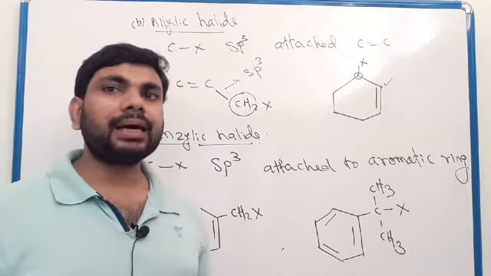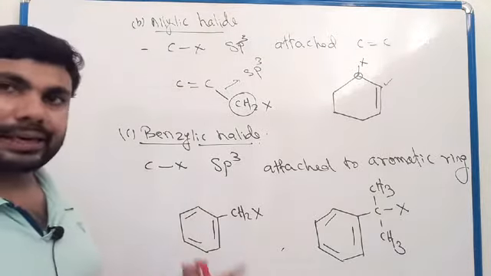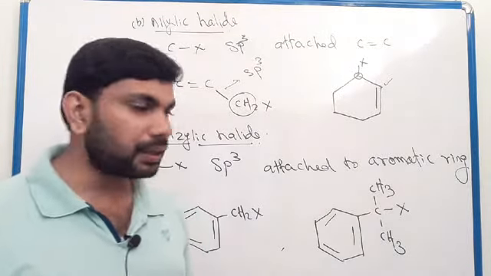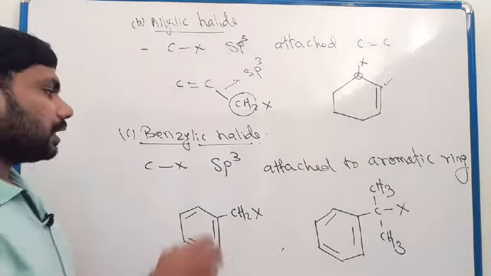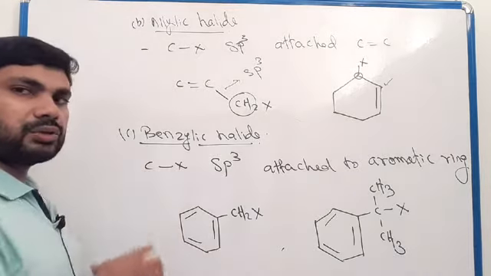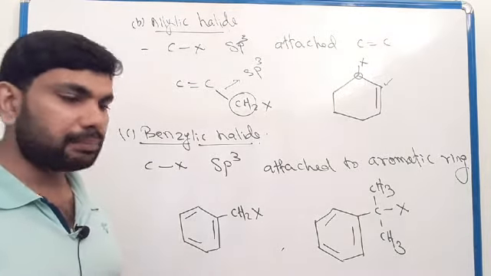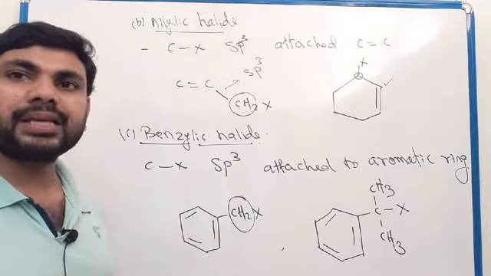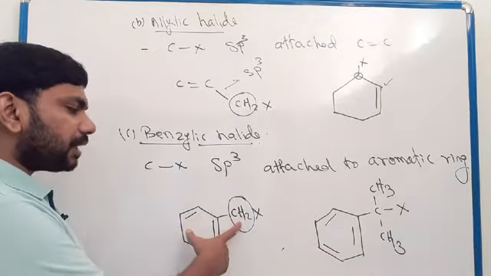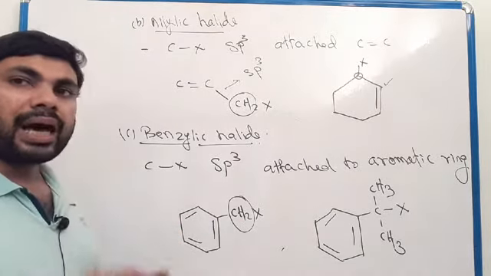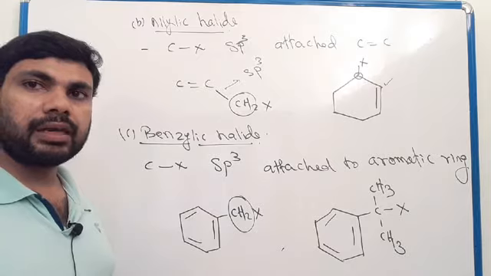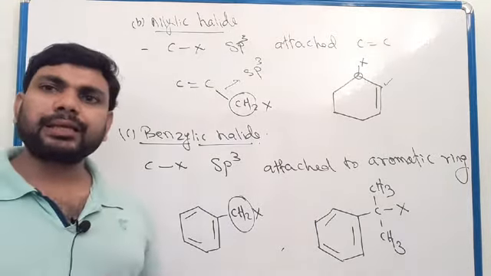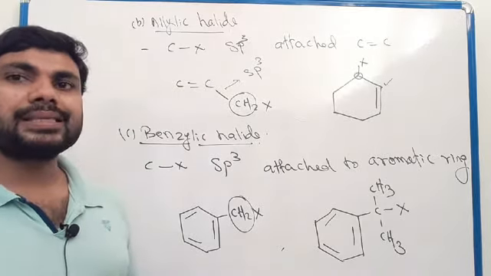Next one, benzylic halide. Benzylic halide means the same, halogen directly attached to an sp3 hybridized carbon. Okay, after that here halogen is attached to a carbon. That carbon is sp3 hybridized carbon. That sp3 hybridized carbon is directly attached to a benzene ring. This sp3 hybridized carbon is directly attached to an aromatic ring. Okay, aromatic ring, benzene ring. This type of alkyl halides are called benzylic halide.